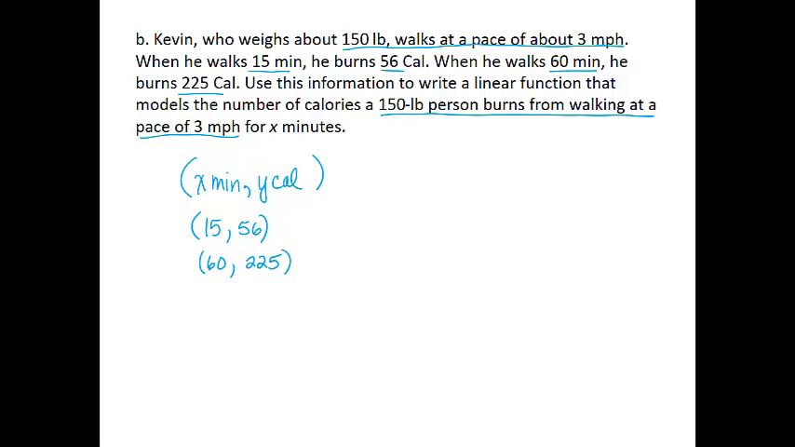So now that we know 2 data points for this particular situation, we can actually write a linear function to model it. Recall that we have to know a point, which we know. Then we also need to know the slope. So the first order of business is to determine the slope between these 2 points. Remember that slope is y sub 2 minus y sub 1 divided by x sub 2 minus x sub 1. So substituting these values, we would have 225 minus 56 divided by 60 minus 15.